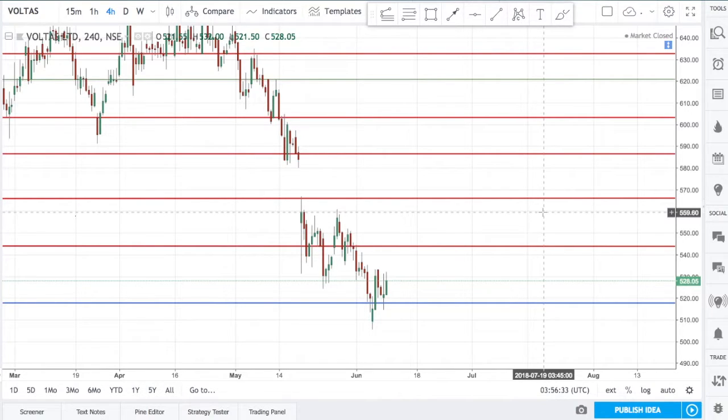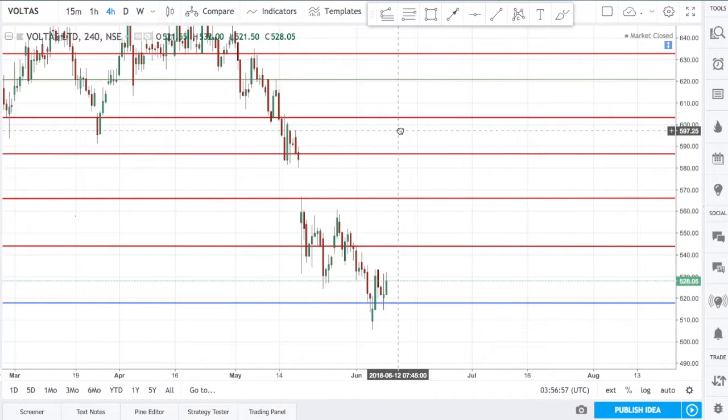For the next week or two, we have identified a few trading opportunities, in which one of them is completed and the others are in the process of completion. Okay, so let's get started with the one which got completed, Voltas.